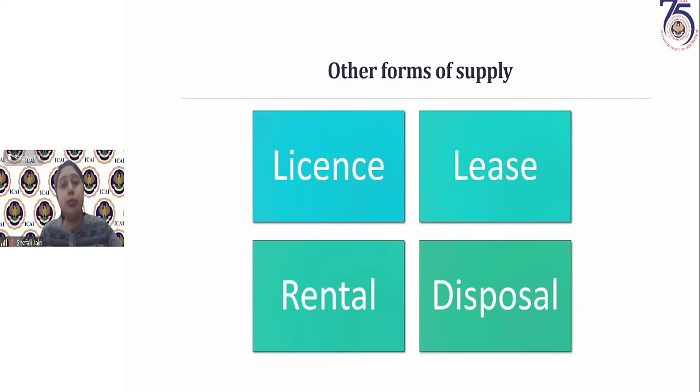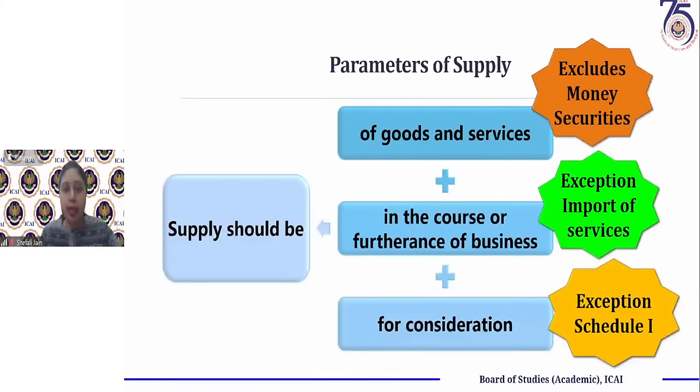So disposal is a broader term than sale. Sale is included in disposal, but disposal is a broader term which includes scrapping the product, giving it free of cost, or giving it for charity. So all these are included in disposal. So these are the 8 forms of supply which you have to see before determining whether a particular transaction is supply or not. Okay. Then we come to the parameters of supply.